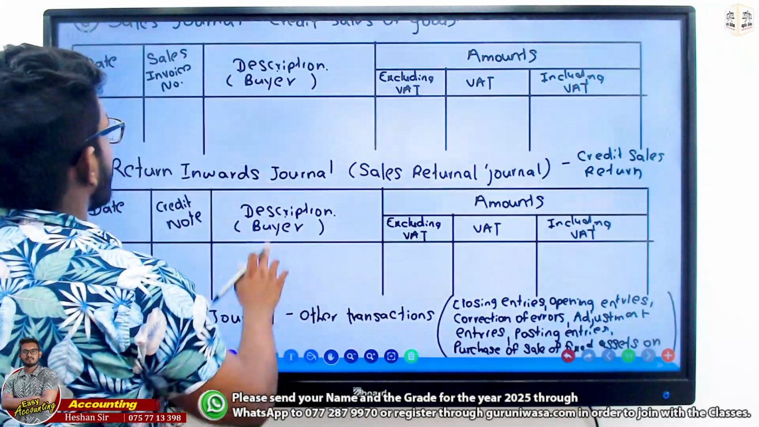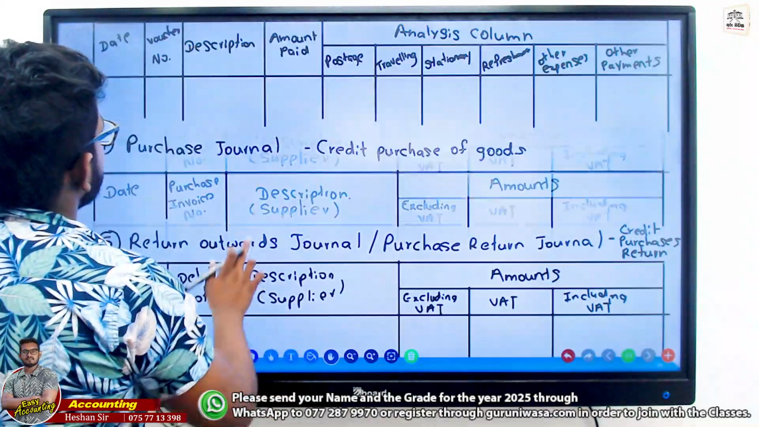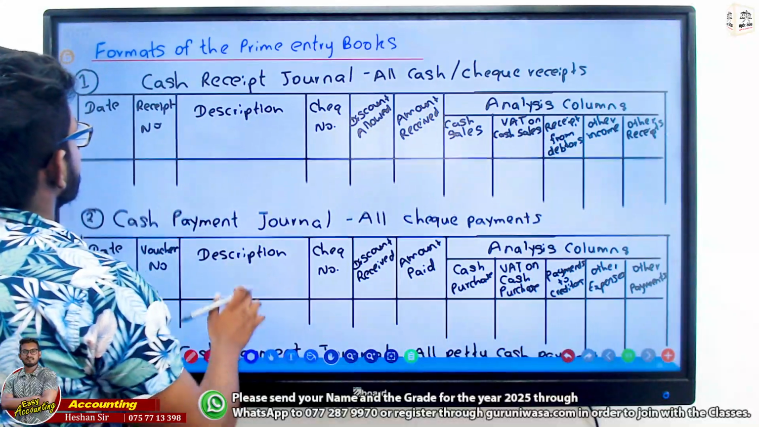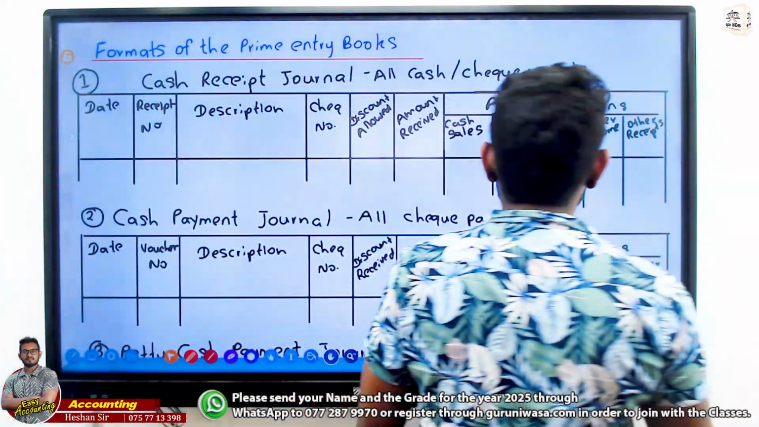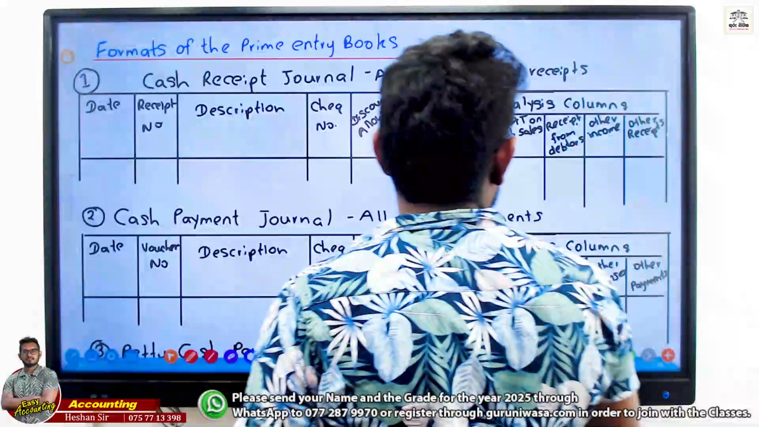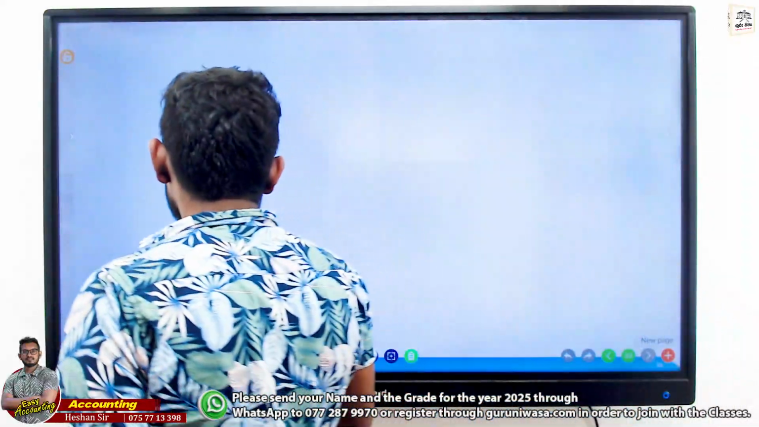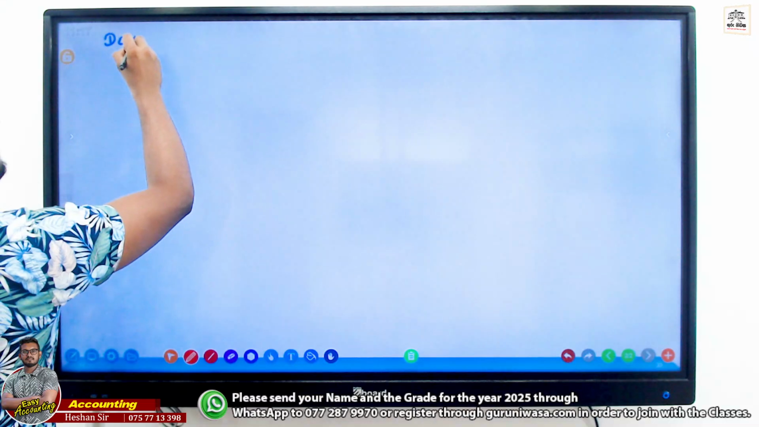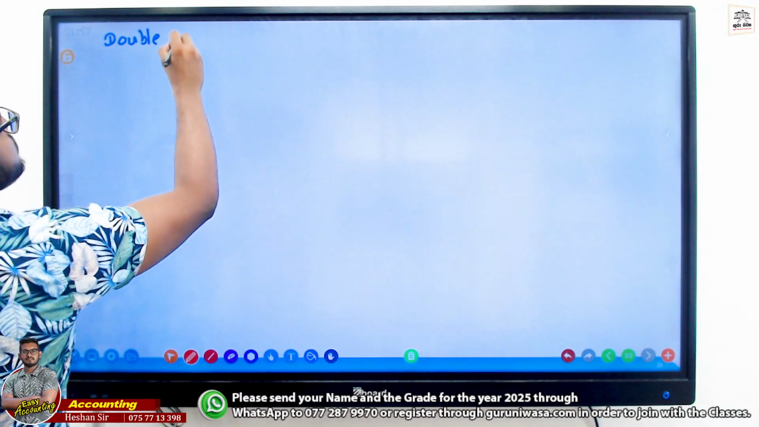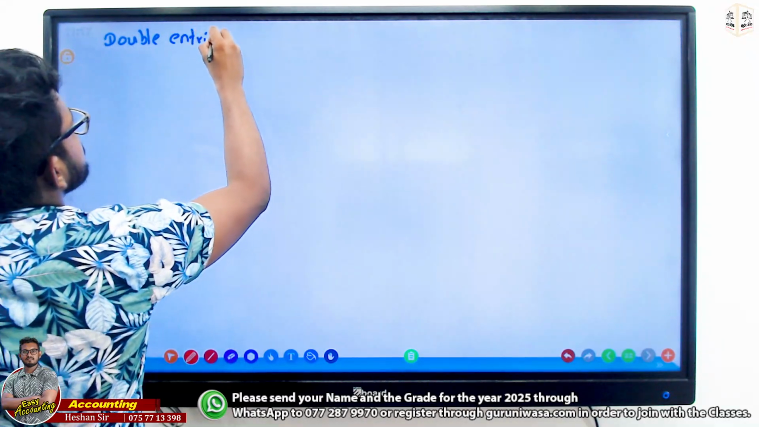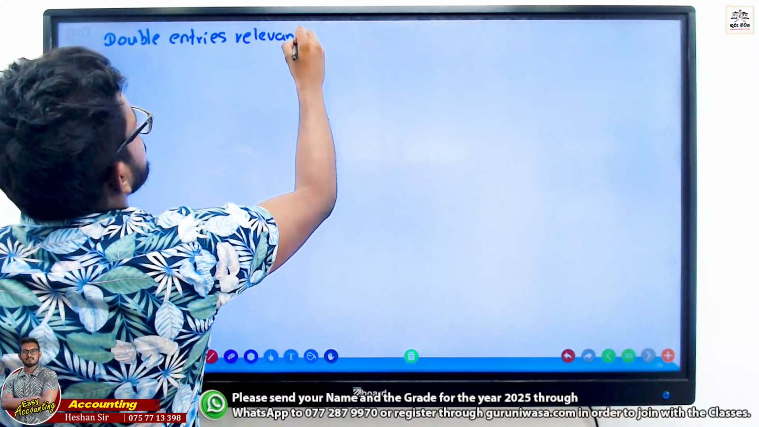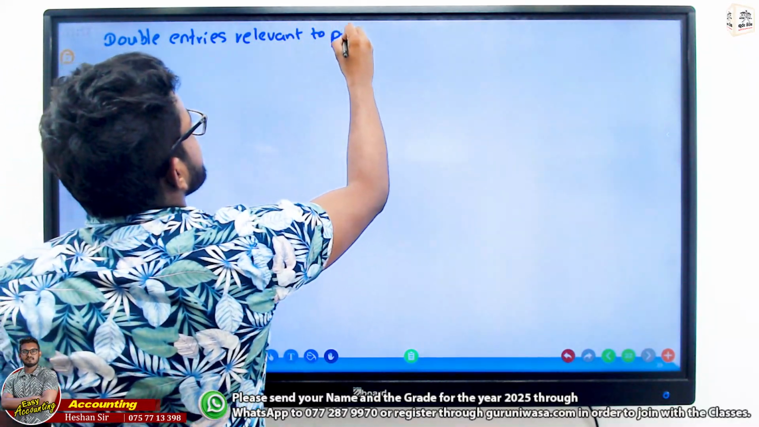Let's start with number one. Write the heading: double entries, and after that the format of the primary books. Double entries relevant to primary books.